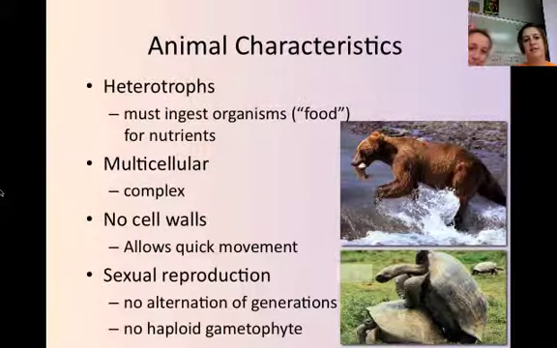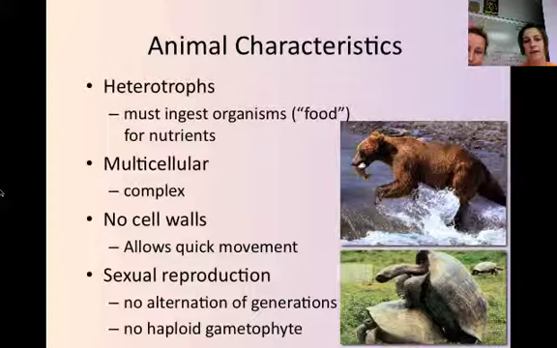Okay, animal characteristics, we have heterotrophs. Animals are heterotrophs, so that means that they do ingest other organisms as their food or for nutrients. This also makes them consumers, okay? Whereas plants, remember, they were autotrophic. They could make their own food. That would make them producers.